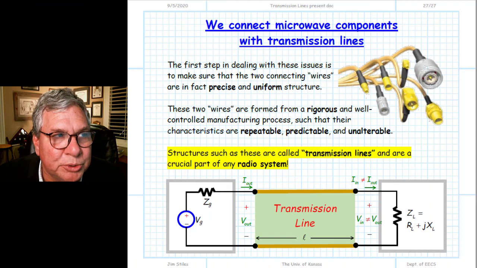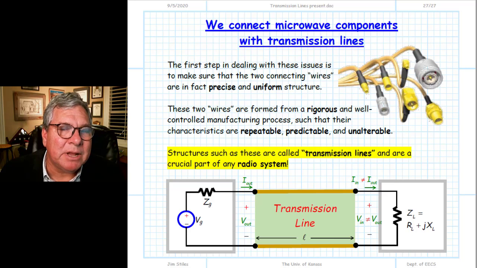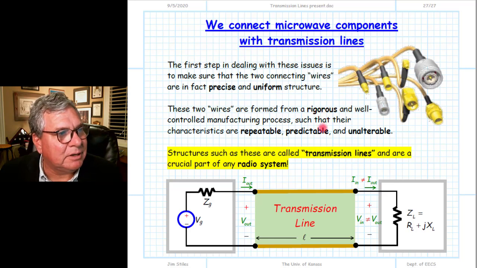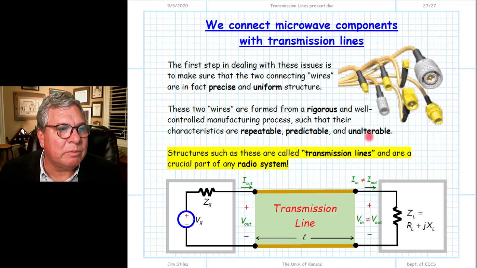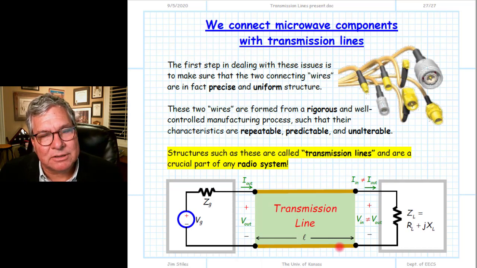So our solution to at least mitigate these problems, if we can't eliminate them, is to build our wires in a very rigorous fashion in terms of their manufacturing. We want their characteristics to be repeatable, predictable, and unalterable. We want to design our pairs of wires such that they are continuous with respect to their structure. In other words, if I took a pair of wires connecting a source and a load and I were to slice through it at any point and look at the result, I would find that the cross-section would be exactly the same. And so examples of this are coaxial lines that you may be aware of and we'll talk about.